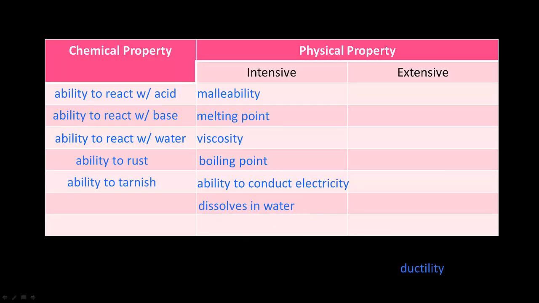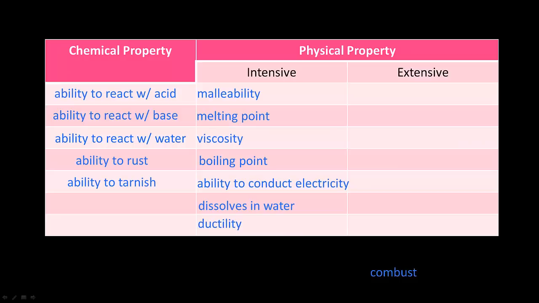Ductility is the ability to draw into a wire. It's usually described with metals. Metals are usually ductile because you can pull them into wires. And whether you have 40 grams or 4,000 kilograms, it will still be ductile. And it doesn't matter how much there is. So it's intensive.